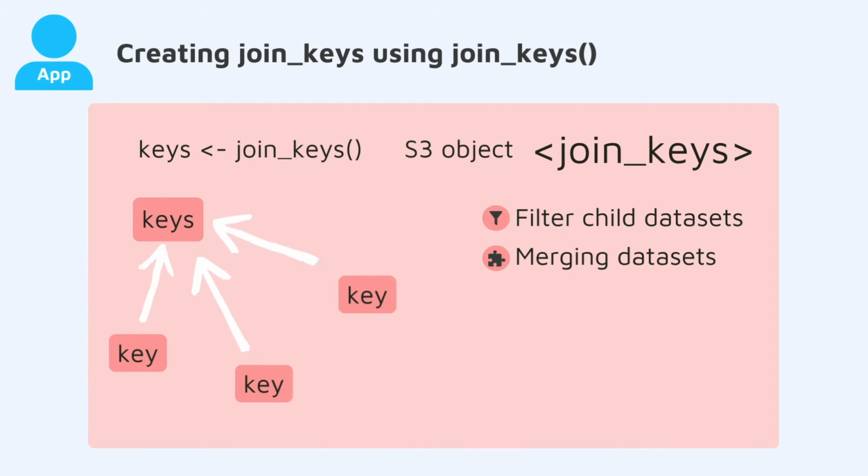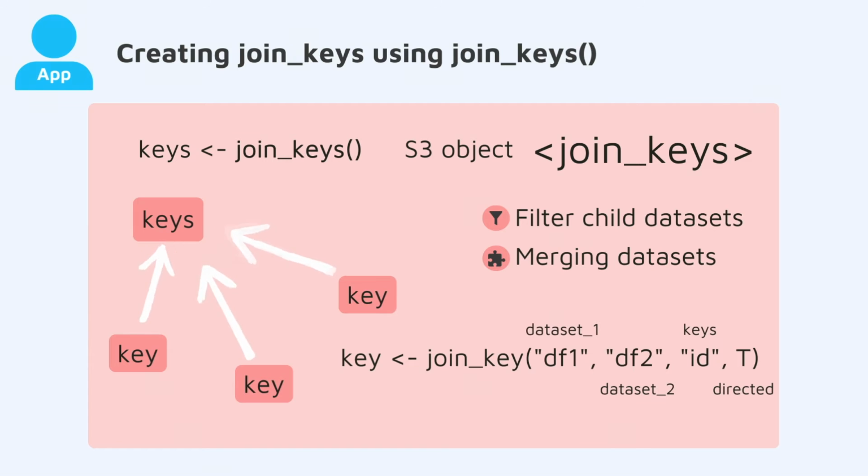The join keys object stores multiple key relationships, each of which contains information about one join relationship created using the join key function. The join key function has four arguments. Dataset 1 and dataset 2 are names of the datasets for the join mapping.